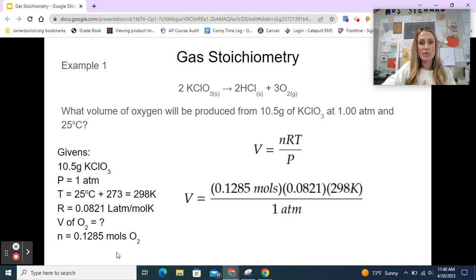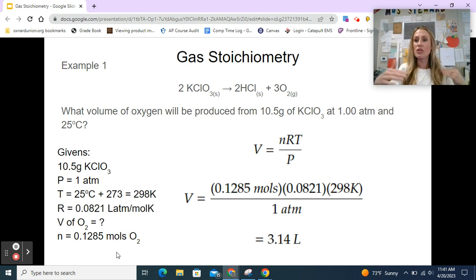So we get volume is equal to my n, which is 0.1285 moles of oxygen gas, R, which is the universal gas constant, times my temperature, which is 298 Kelvin, divided by our pressure, which is 1 atmosphere. And I end up getting that the volume of oxygen gas produced is 3.14 liters.